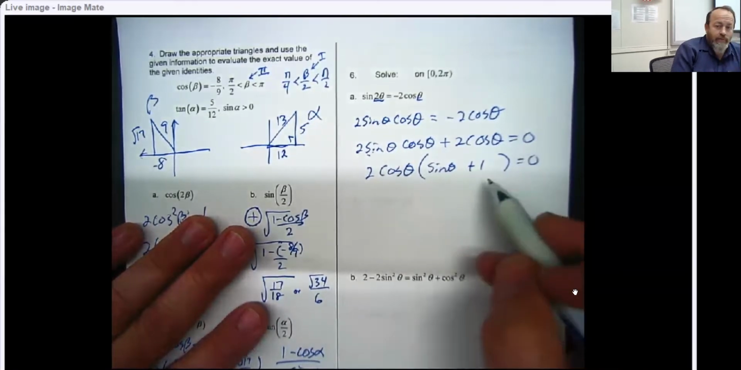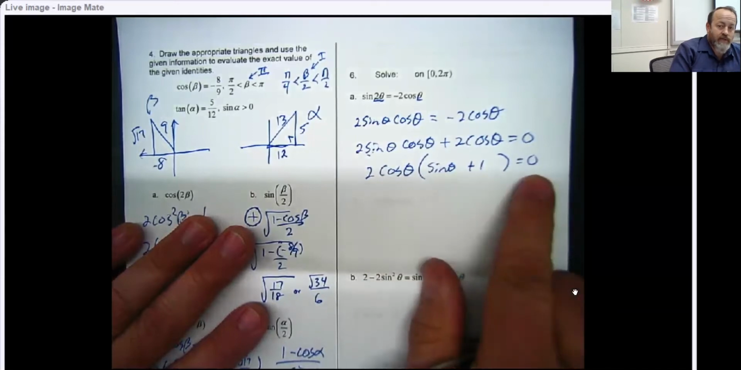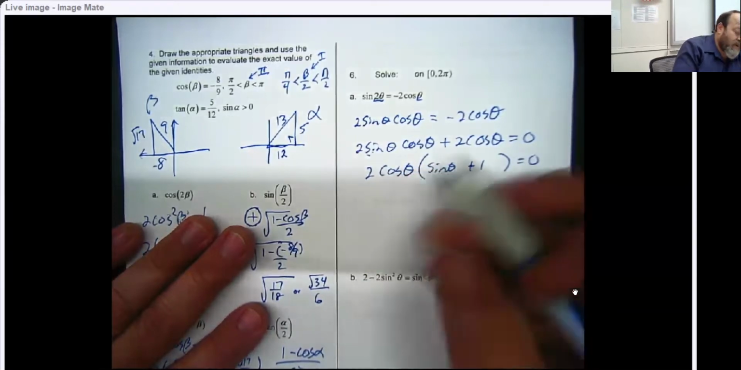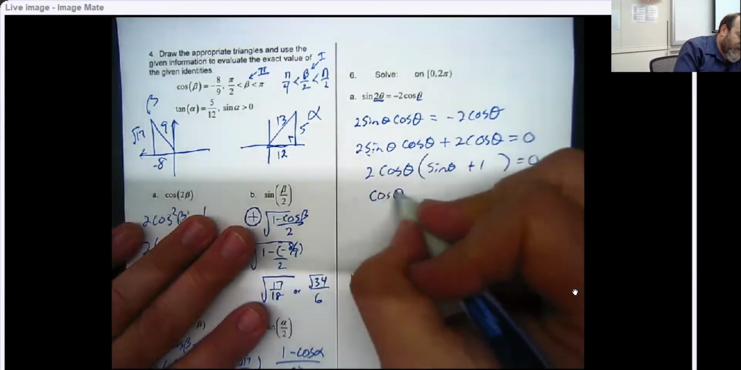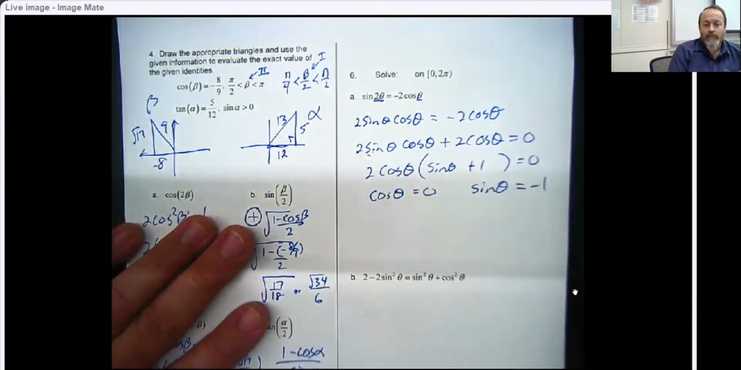So the zero product property means the only way that the product of 2 cosine and this value here is 0 is if either one of those is 0. And that would happen if specifically the cosine was 0 or if the sine was negative 1.